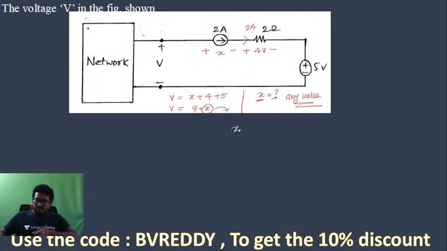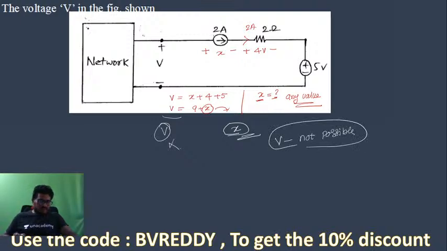So here we don't know how much the X value is. Without knowing the value of X, we cannot find the value of V. V is not possible to find. So the data is insufficient. Without knowing the value of the voltage across the ideal current source, it is not possible to find.